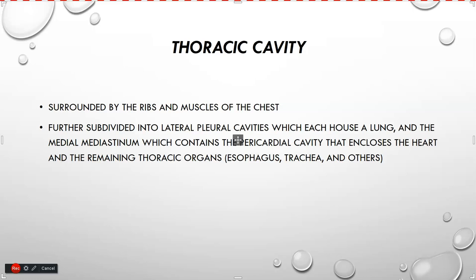So we have two pleural cavities, which contain the right and left lung. We have something called the mediastinum, which contains the pericardial cavity, which is where we find the heart, and the remaining thoracic organs, where we find the esophagus, trachea, and other structures.